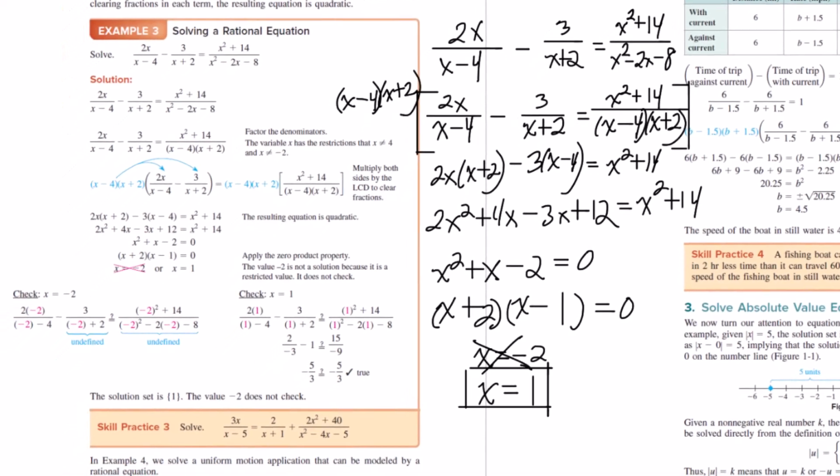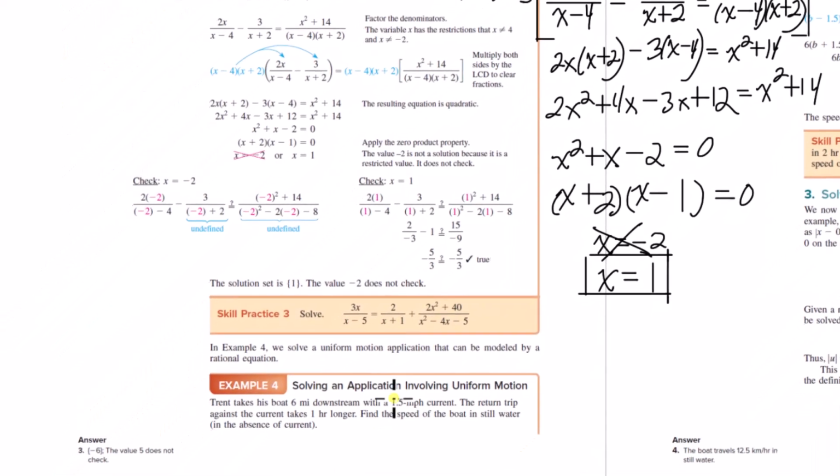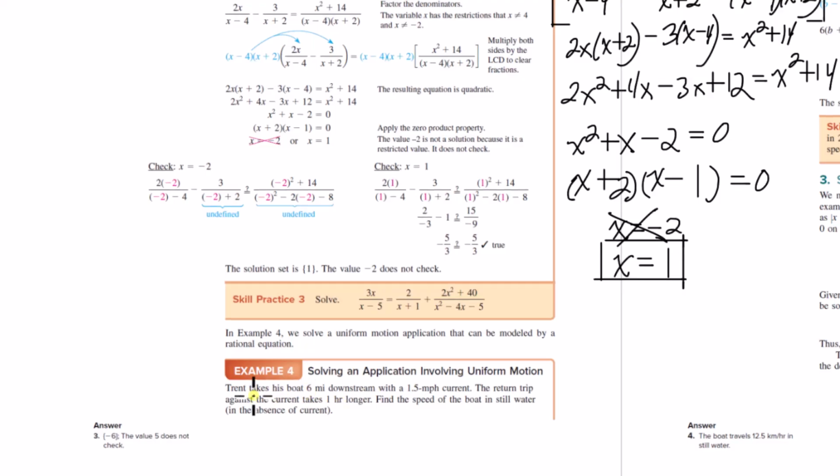Okay, so now here's a typical application example that you'll see. Let's take a quick look at this. Trent takes his boat 6 miles downstream with a 1.5 mile per hour current. The return trip against the current takes 1 hour longer. Find the speed of the boat in still water. So Trent takes his boat 6 miles downstream with a 1.5 mile per hour current. The return trip against the current takes 1 hour longer.